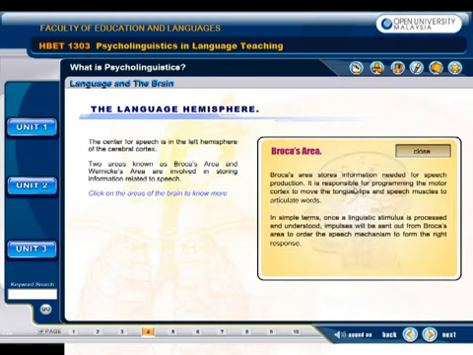Broca's area stores information needed for speech production. It is responsible for programming the motor cortex to move the tongue, lips, and speech muscles to articulate words. In simple terms, once a linguistic stimulus is processed and understood, impulses will be sent out from Broca's area to order the speech mechanism to form the right response.